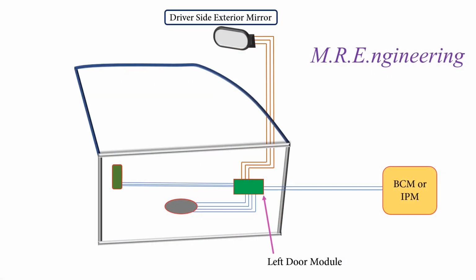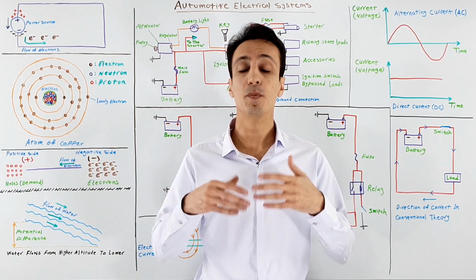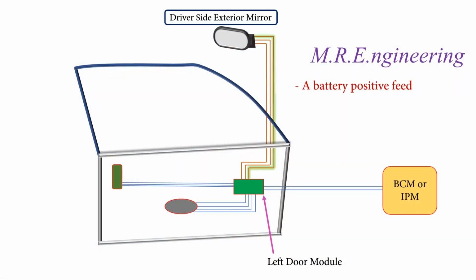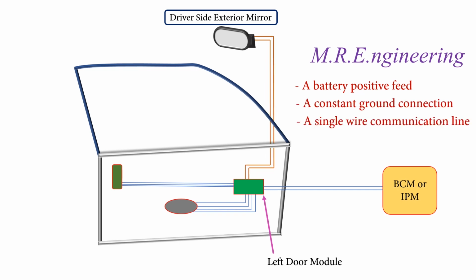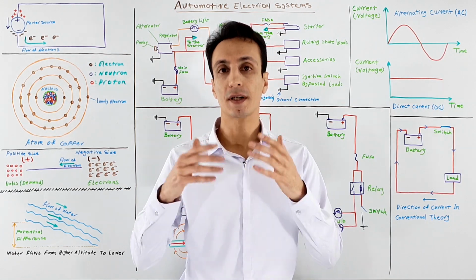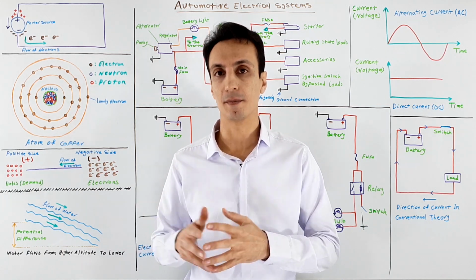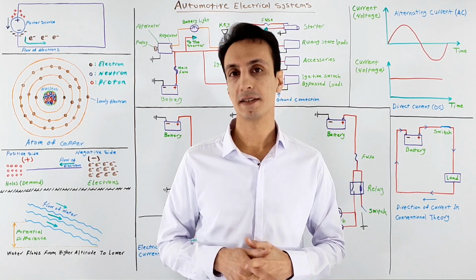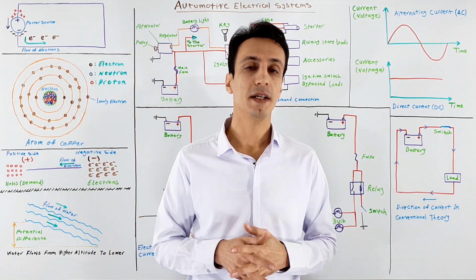So, for example, for an exterior mirror that doesn't have any camera or radar on it, many functions can be accomplished using just 3 wires. A battery positive feed that is provided by a relay that is controlled by a module, a constant ground connection, and a single wire communication line. These 3 wires are connected to a slave module inside the mirror to accomplish the commands that are sent from a master module.